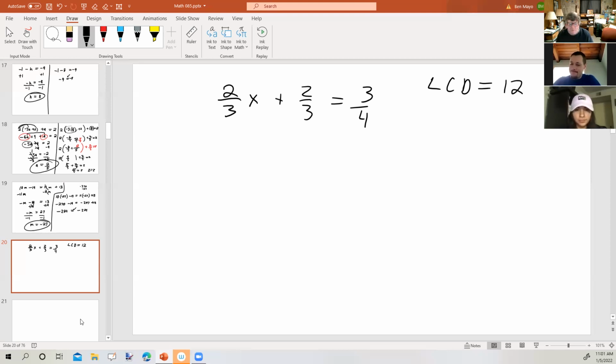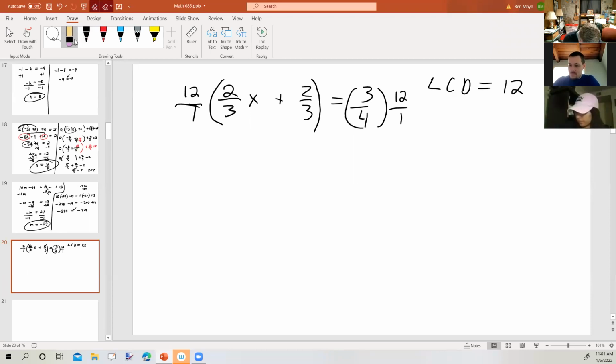Now, I'm going to multiply both sides of the equation, everything on both sides, by the least common denominator. And I'm even going to put it over 1 just to remind you that that 12 is in the numerator. Let's make that a little neater. Penmanship is not my forte. Now we're going to distribute the 12 on the left side and multiply the 12 on the right side.